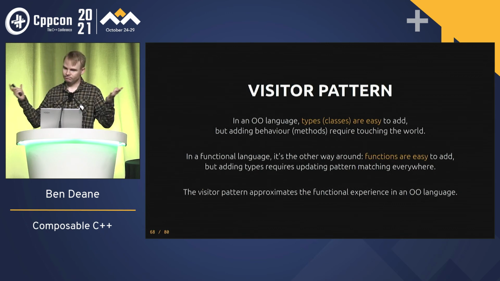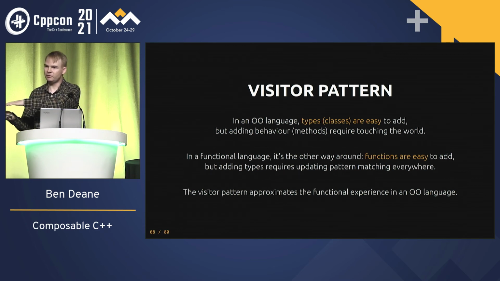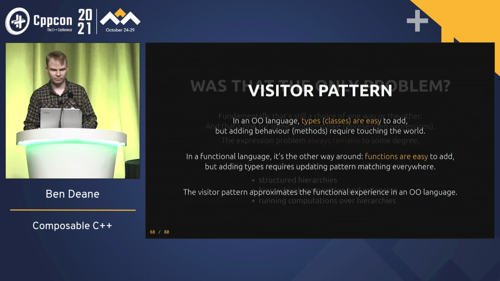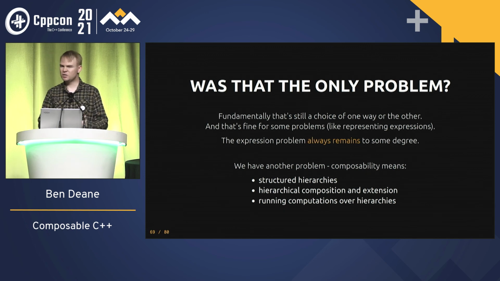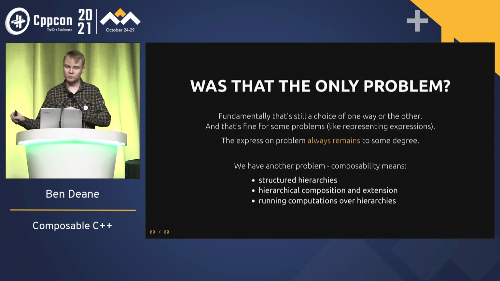So this slide says what I just told you. Object orientation makes it easy to add types, hard to add functions. Functional style makes it easy to add functions, hard to add types. So the expression problem is fundamental. It's not going away. There is no solution that makes it easy in both camps. But we get to choose which camp to be in depending on the grain of the problem.